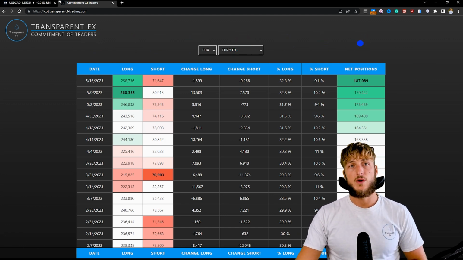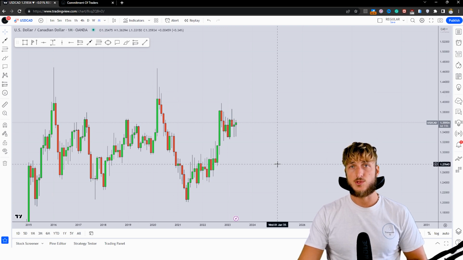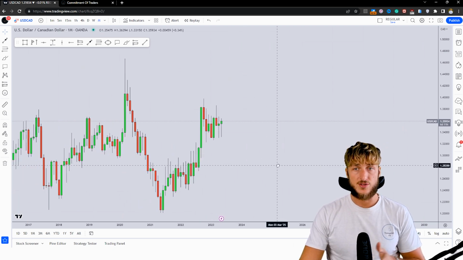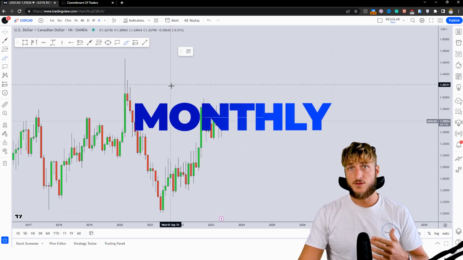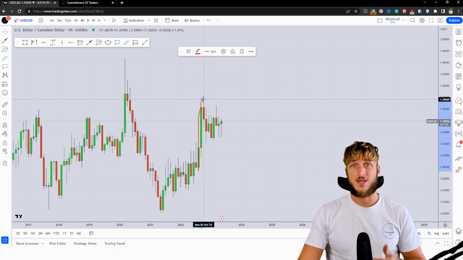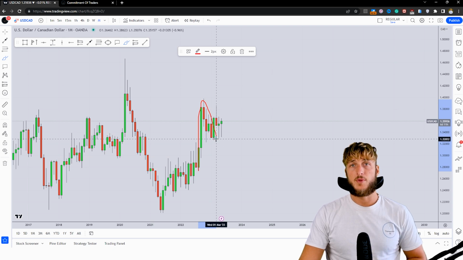And by the end of the video, by using the combination of these two different types of analysis, we will try to understand where we have the highest probabilities for the next potential move here on this pair. Now, starting from the monthly time frame, what we can see is that we have a market which has just created a very strong impulse to the upside, followed by this correction.